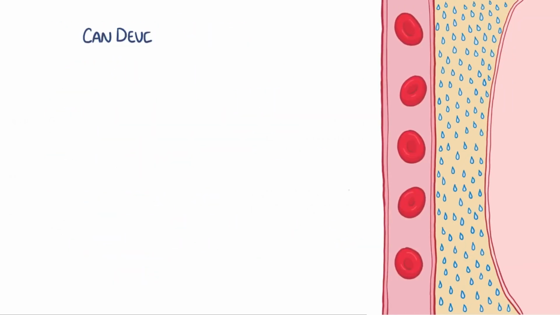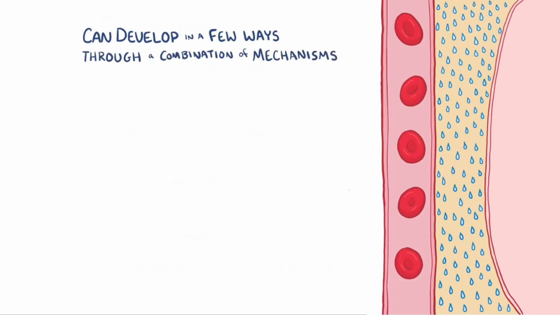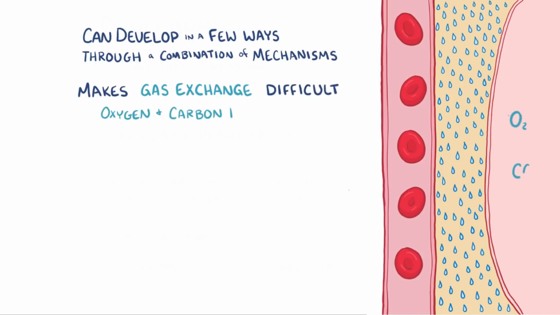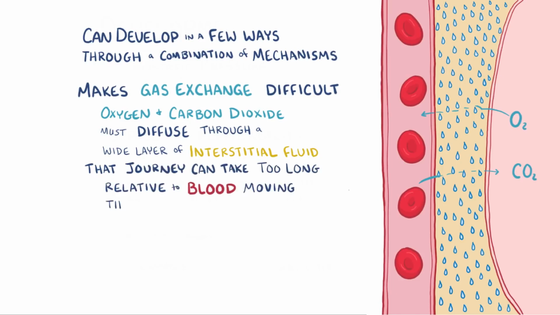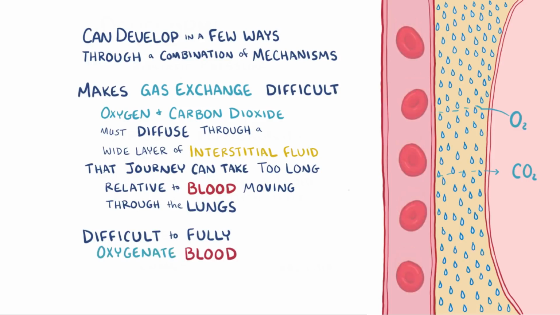Pulmonary edema can develop in a few ways, and often develops through a combination of mechanisms. Pulmonary edema makes gas exchange difficult because oxygen and carbon dioxide have to diffuse through a wide layer of interstitial fluid to get from the alveoli to the pulmonary capillary and vice versa. That journey can take too long relative to how quickly blood moves through the lungs, and that makes it hard to fully oxygenate the blood.